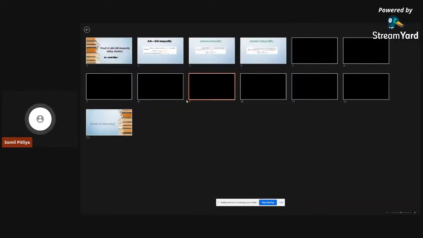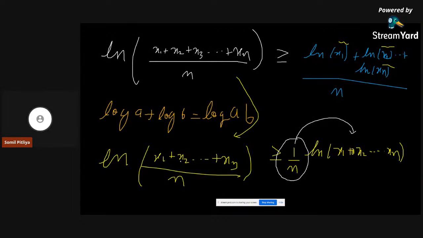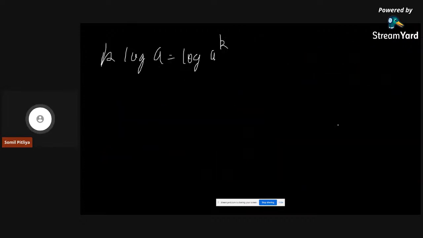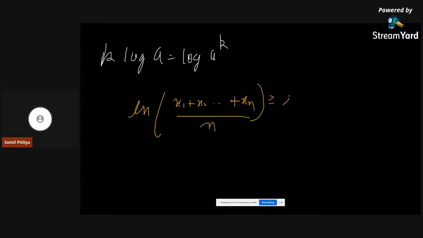Okay, so I have that ln of (x1 plus x2 till xn) by n is greater than or equal to 1 by n times ln of the product of all xi's. So I will multiply this in, and I will get the following: ln of (x1 plus x2 till xn) upon n is greater than or equal to ln of (x1 x2 till xn) to the power 1 upon n.